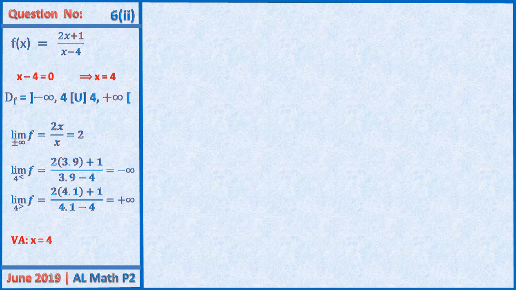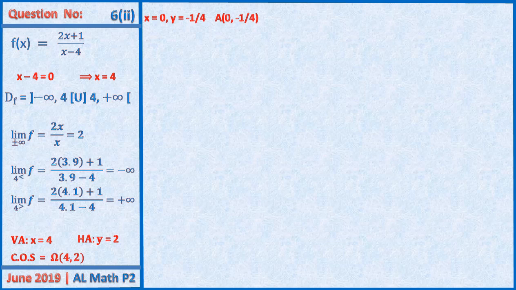Now, the vertical asymptote from the domain of definition is 4, and the limit as x tends to positive or negative infinity gives us 2, meaning that the horizontal asymptote is the line y equals 2. It therefore means we can equally write down the center of symmetry. The center of symmetry comprises the vertical asymptote and the horizontal asymptote as its coordinates. So that gives us omega having coordinates 4, 2.